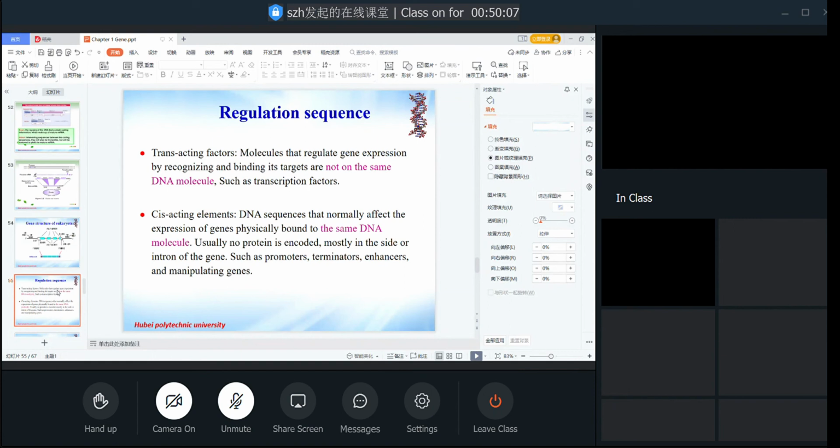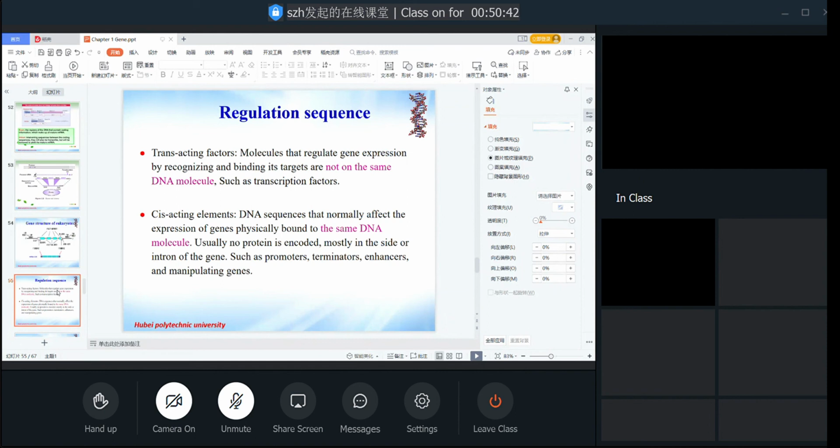physically forms the same DNA molecule. Usually, no protein is encoded. For example, the enhancer and silencer sequences are mostly in the sides or introns of the gene, such as the promoters, terminators, enhancers, and the regulated genes.